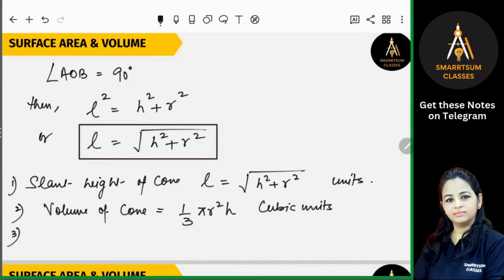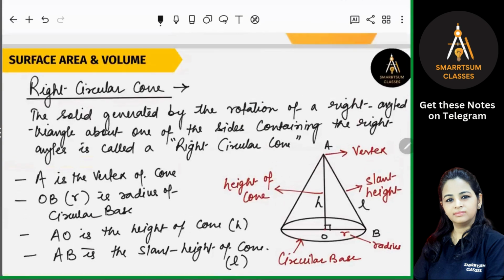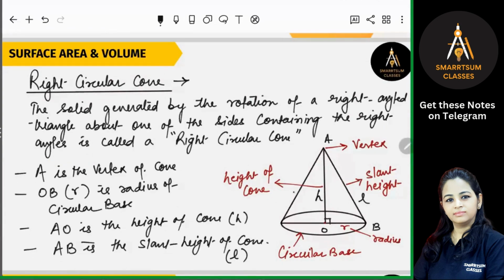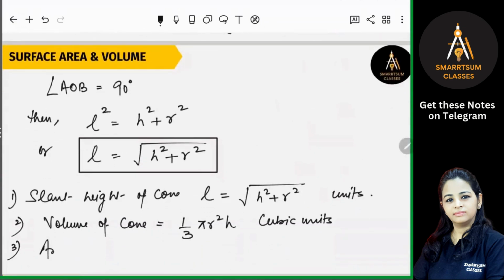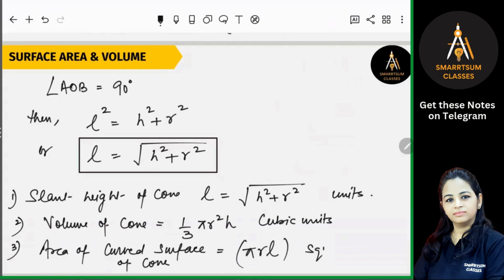Then we can have the area of the curved surface. If you can see here, it has a curved surface. This is the curved surface of the cone, and you can find the area for this curved surface. The formula is, write down, area of curved surface of cone is pi r L. Pi r L is in square units, right?